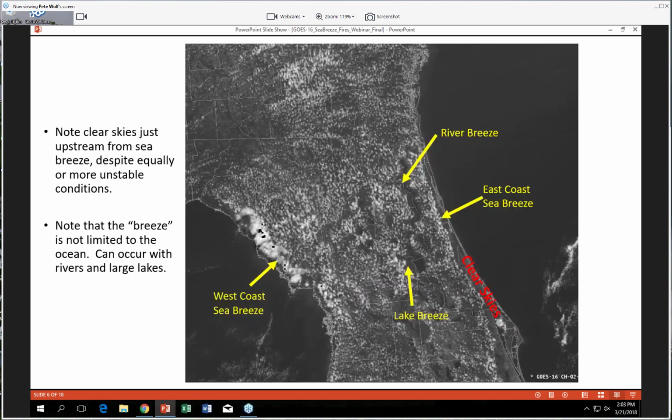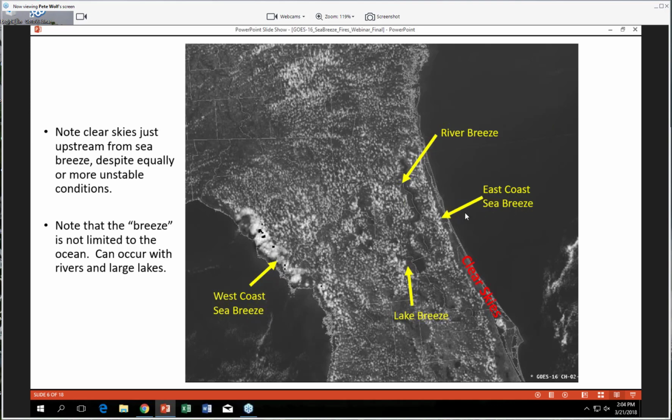So here I'm showing an example, and actually you see more than just sea breezes that come from the oceans. We also have breezes, if you will, that come from large lakes and rivers. We have river breezes. This is the St. Johns River in northeastern Florida, and you can see kind of clearing around it from a breeze of sorts, and then another around a large lake. And we see that with also other large lakes as well.